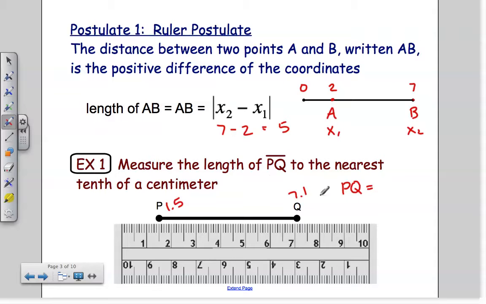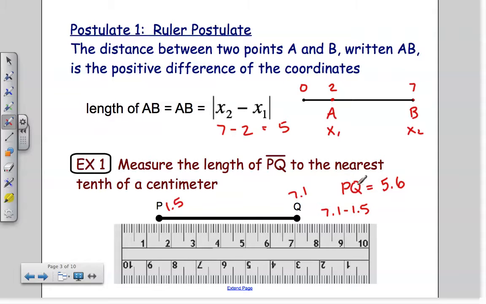But distance from P to Q, of course, I would do 7.1 minus 1.5 to find the distance between the points. Again, I know this is an absolute value, but if I subtract it this way, my answer is positive, and that's what I want. And I'm looking at 5.6.